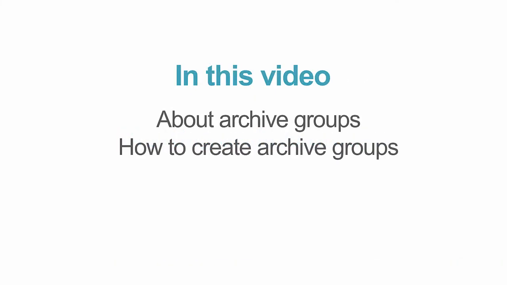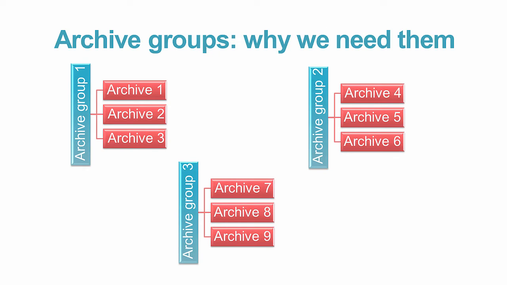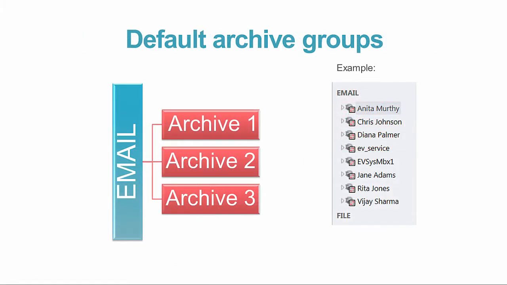In this video, we look at Enterprise Vault Search archive groups and how to create them. Archive groups are useful when you have access to many archives and you want to organize them in various categories. You may have noticed that in your Enterprise Vault Search window, you already have default archive groups such as email, file, and so on.